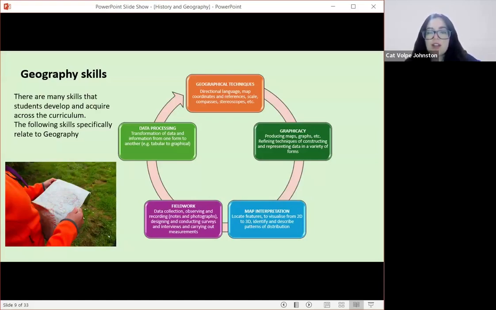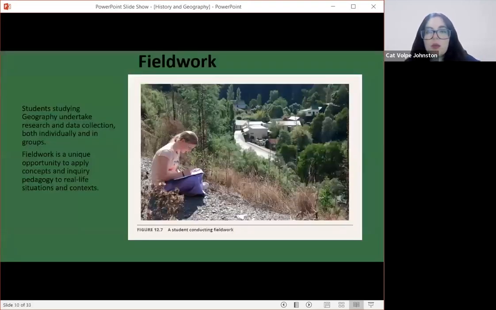Geographical techniques. This is directional language, so teaching students the language to use in geography: map coordinates and references, scale, compasses. As I said, fieldwork is very important in geography, and students are engaged in fieldwork right from primary school. Students who are studying geography undertake research and data collection individually and in groups as well.